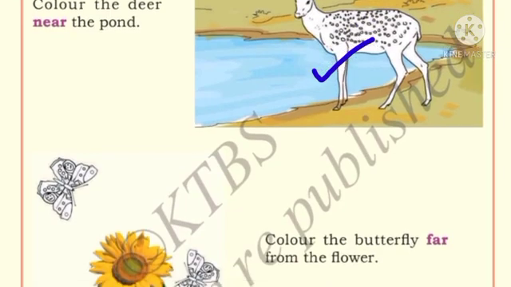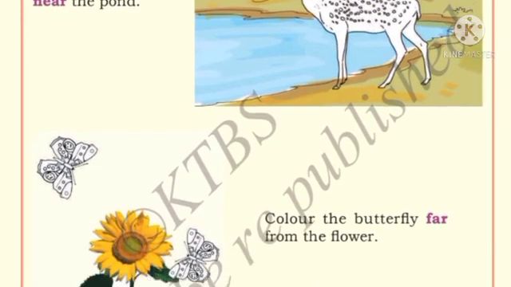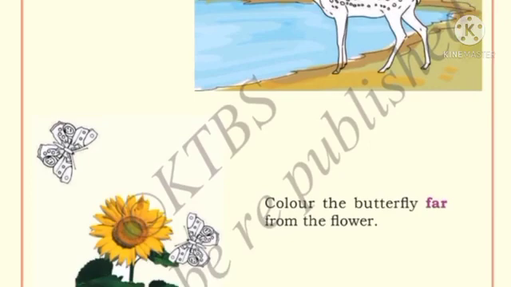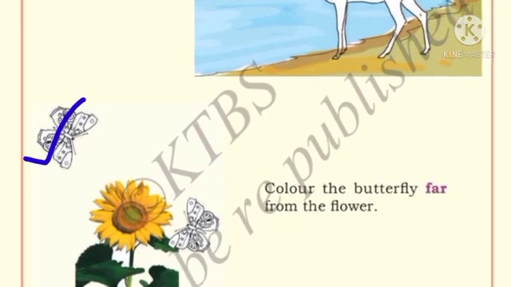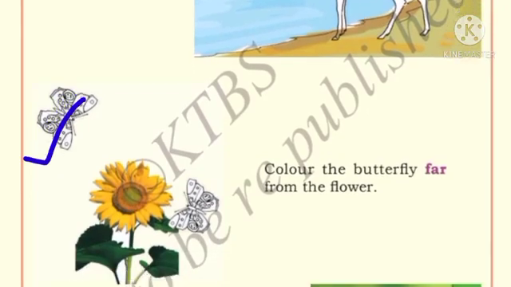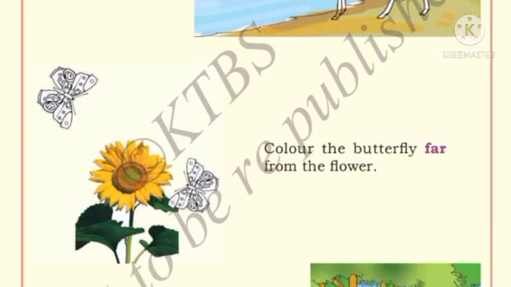Okay. Here color the butterfly far from the flower. So here 2 butterflies are there. One is near the flower and another one is far from the flower. Which one do you have to color? You have to color the one far from the flower.